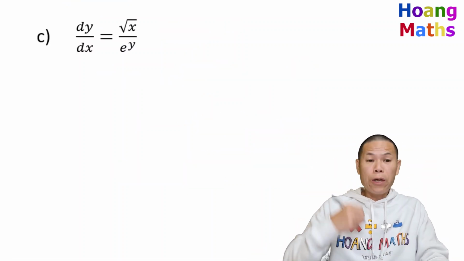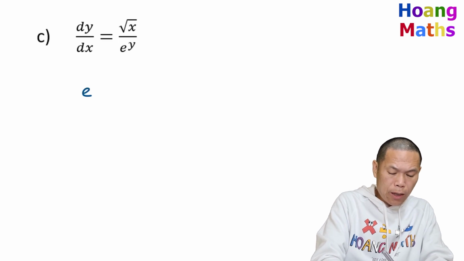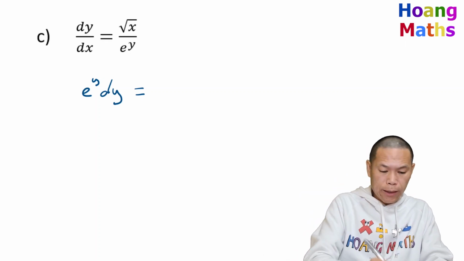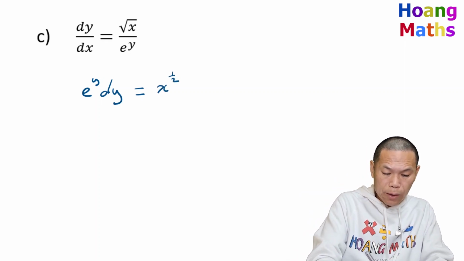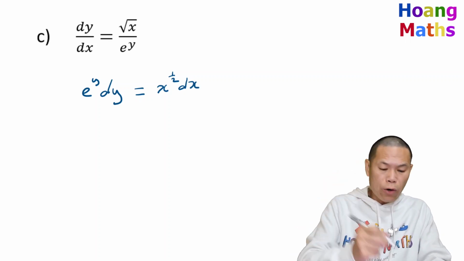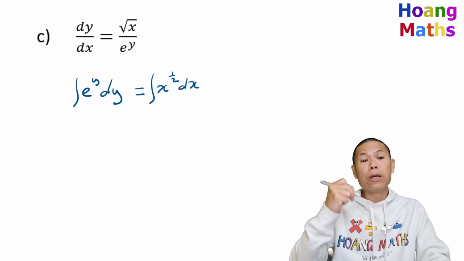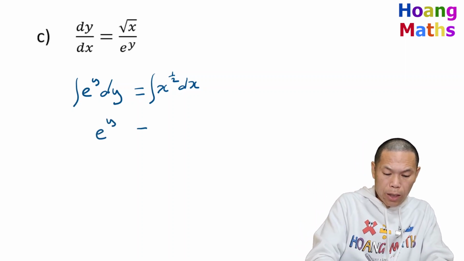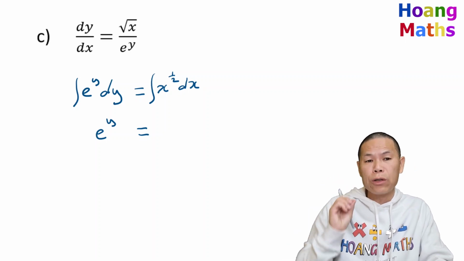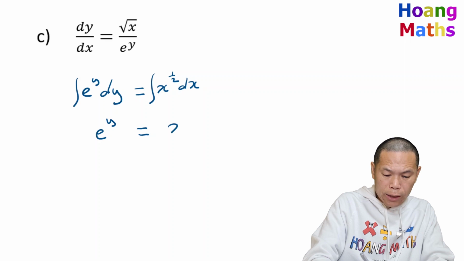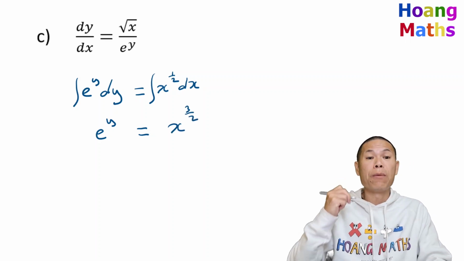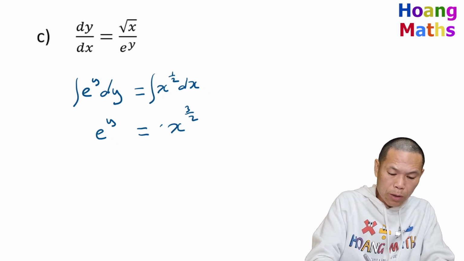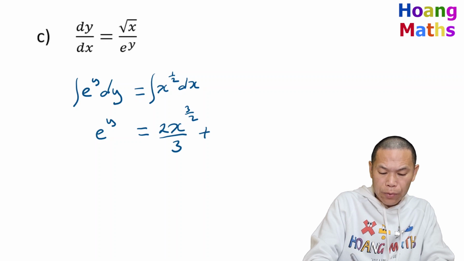Part C. So if we cross multiply, e to the power of y dy is square root of x, which is x to the power of half, dx. So now I integrate both sides. Integrating e to the y is exactly the same, e to the y. And then that equals the integral of x to the power of half. We add 1 to a half, which gives me 3 over 2, so x to the power of 3 over 2. And we divide by 3 over 2, which is flip the fractions, becomes times 2 over 3. So that will give me this, and we add a c.